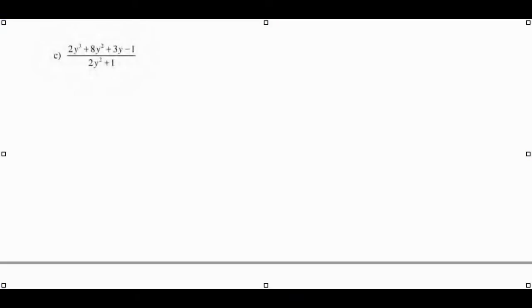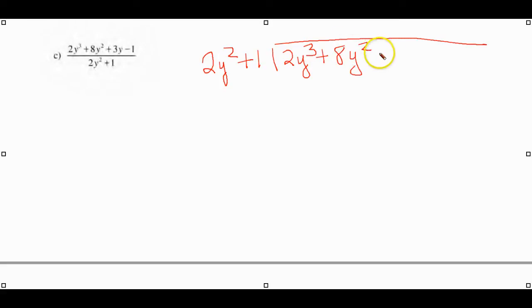Now in letter C, it's a little more complicated, but let's set it up. So it's 2y squared plus 1 divided into 2y cubed plus 8y squared plus 3y minus 1. So there are no values missing, so we didn't have to put any in there. Sometimes they'll say, we'll put a 0y here, but we don't need to do that.